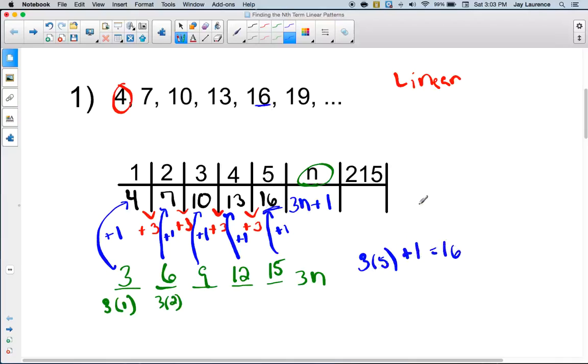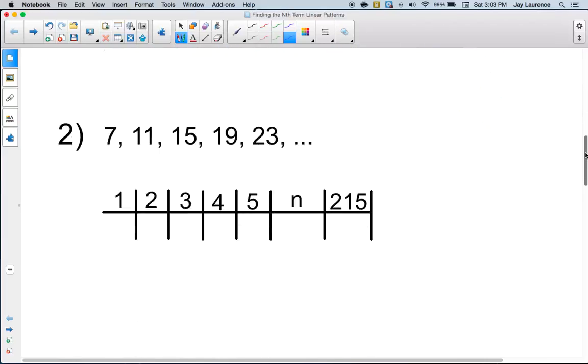Okay? So let's do it for the 215th term. So I'm going to go 3 times 215, and then I'm going to add 1. And I believe that this multiplied is going to be 645 plus 1. So my 215th term is going to be 646. I don't know about you, but I think this is pretty cool. I can figure out any term in the sequence that I want if I do this right.